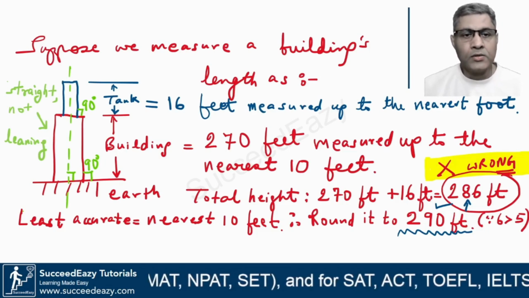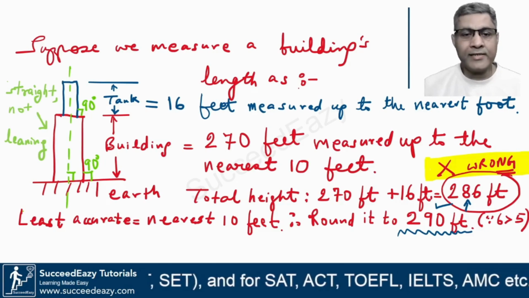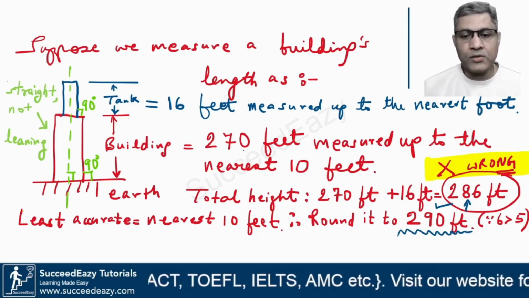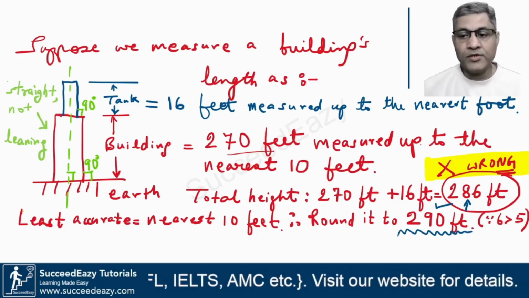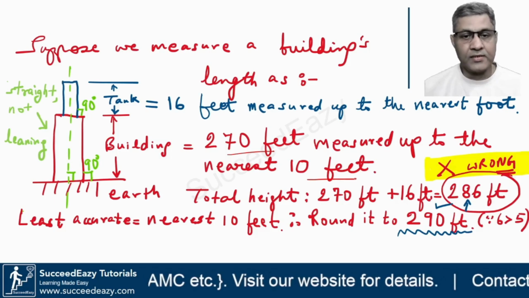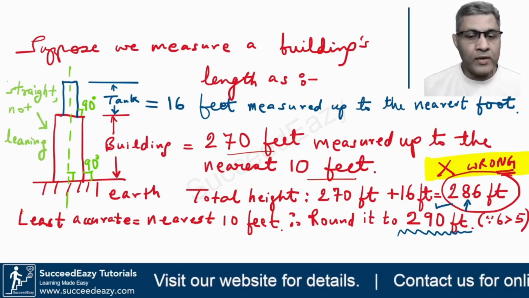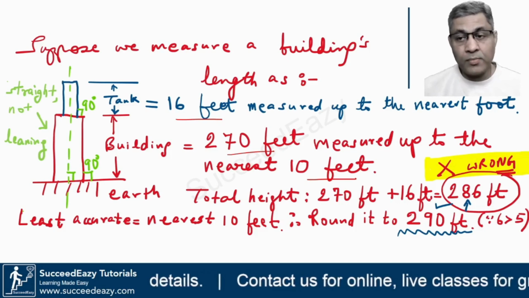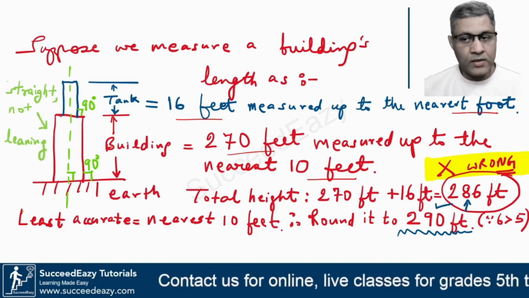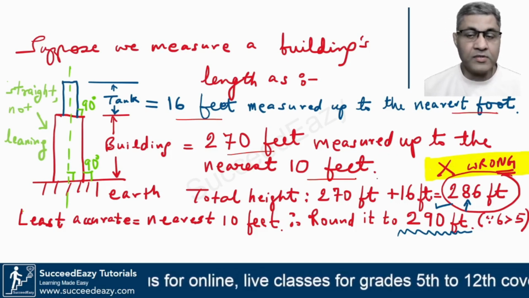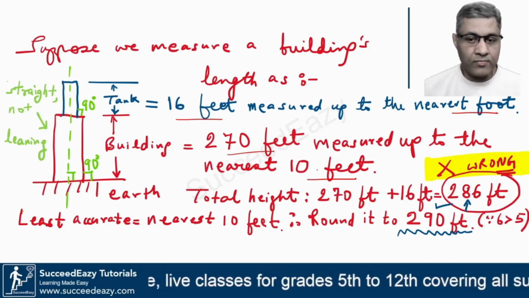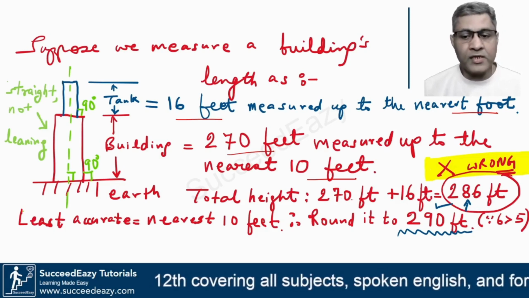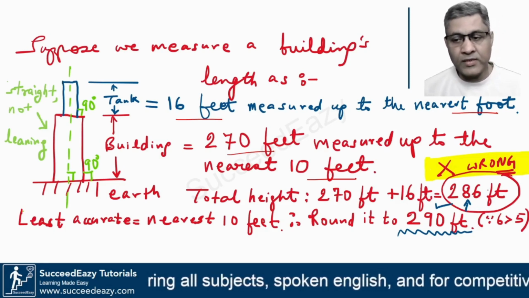Suppose we measure a building's length as 270 feet, measured up to the nearest 10 feet. And if there is a tank over it which is 16 feet, but that is measured up to the nearest foot. Mind you, there is a stark difference between the two, right? So just focus on this. What will be the arithmetic total? The arithmetic total would obviously be 270 feet plus 16 feet, that is 286 feet.